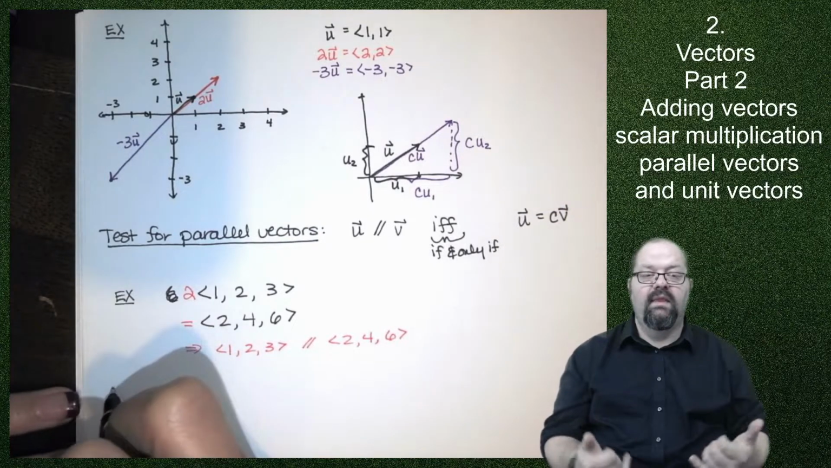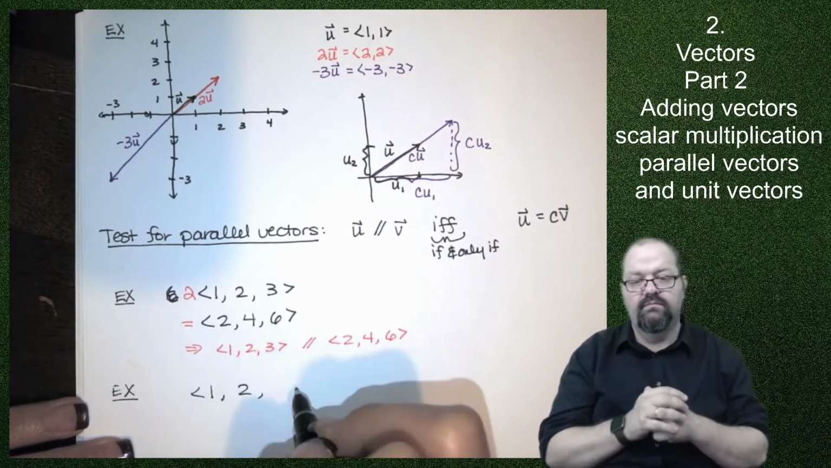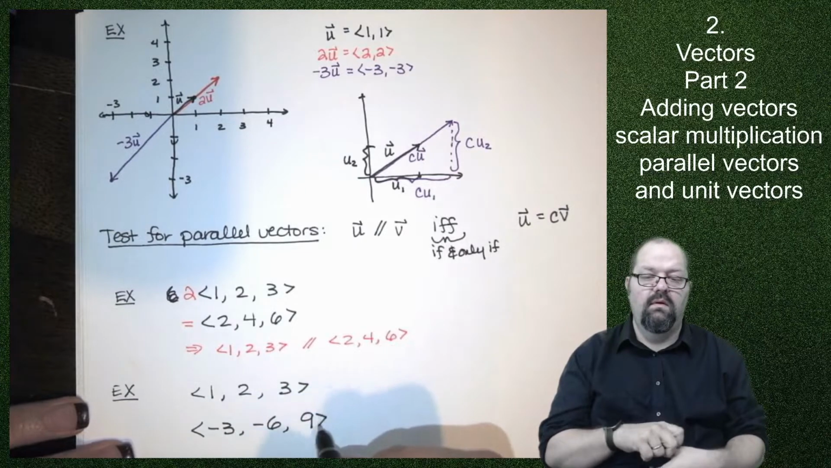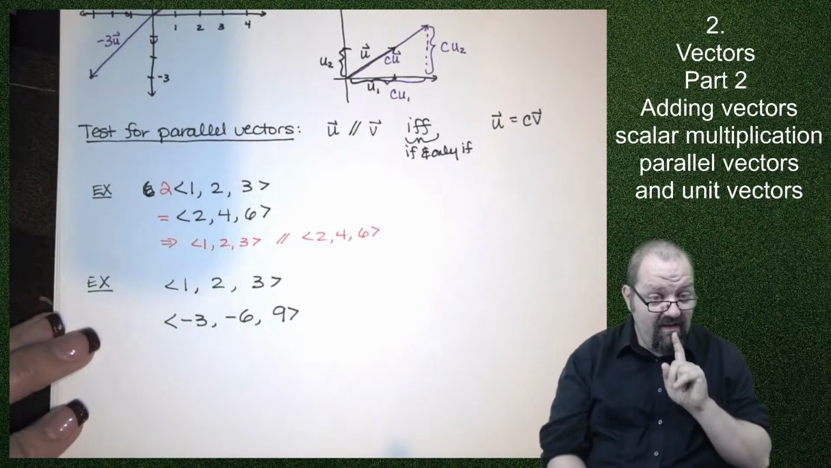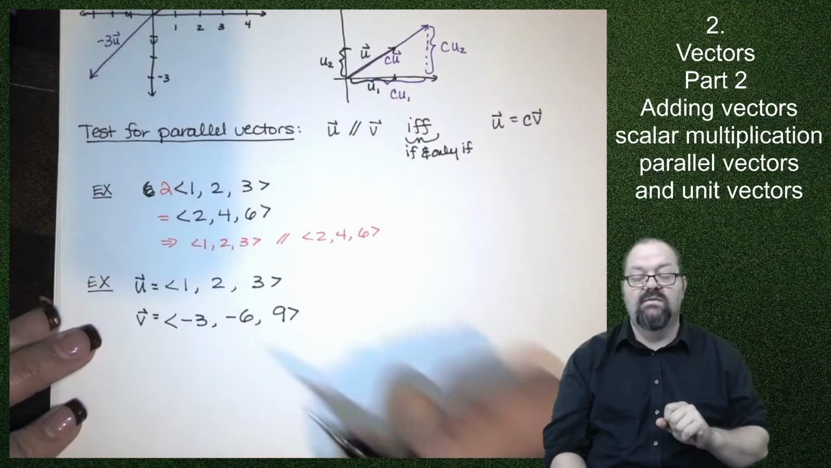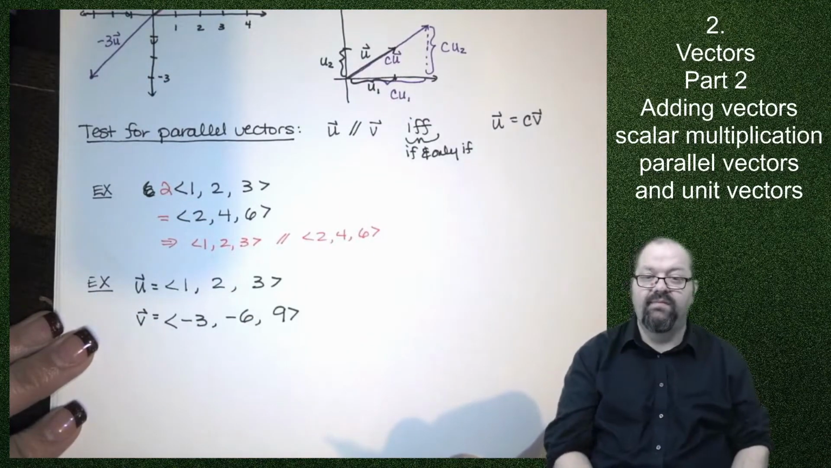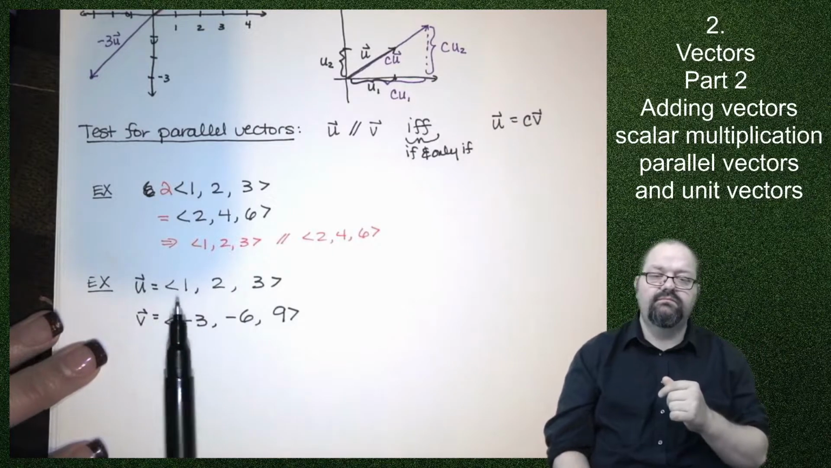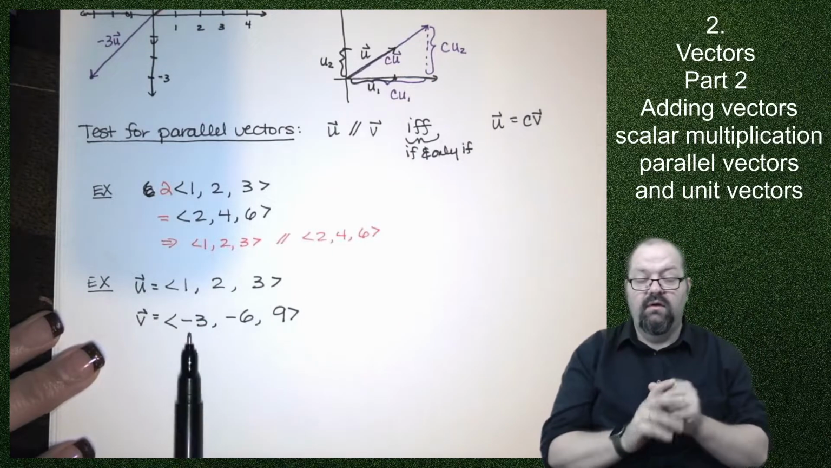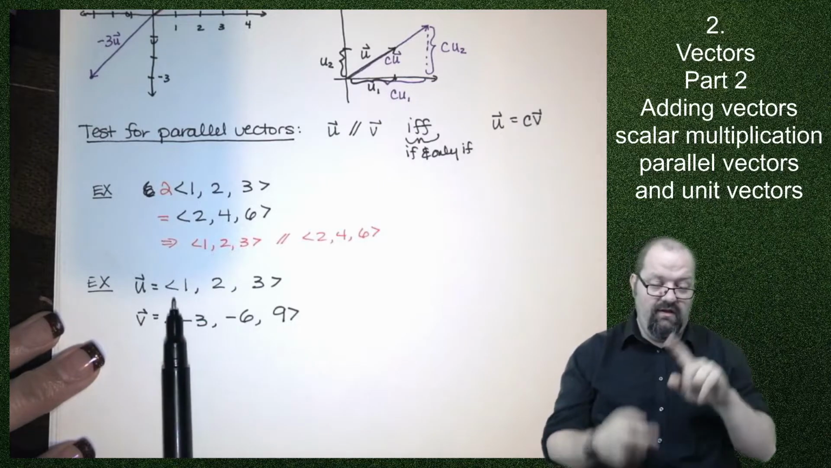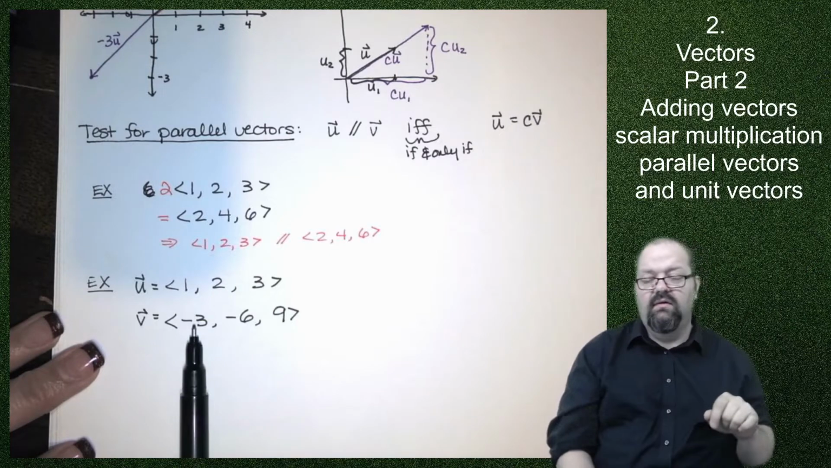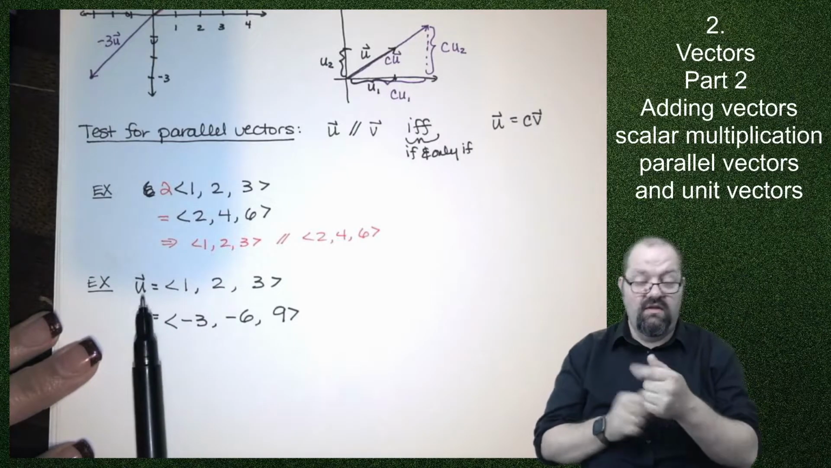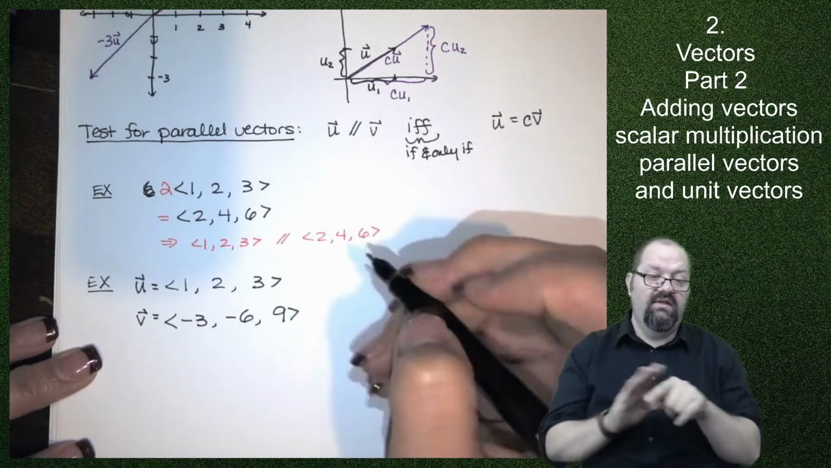What about these two? Are those two parallel? Call this one u and this one v. I hope you said no. They're not parallel. Okay, how do you know, Miss Townsend? Well, if I want to go from 1, 2, 3 to -3, -6, 9, I have to multiply this x component by -3. So if these are multiples of each other, the only way that would work is if u times -3 was v. So let's check out -3u.